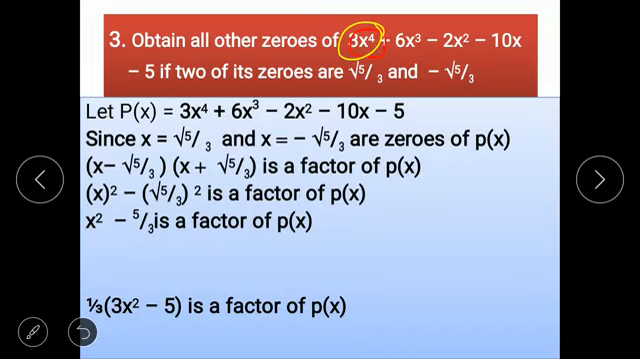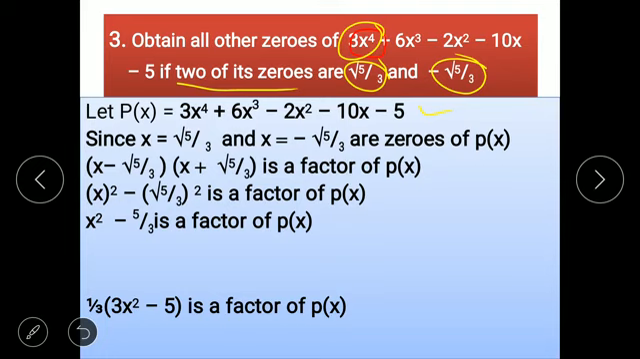So how many zeros are given? 2 zeros are given. What we need is to find the remaining 2 zeros. Clear? A polynomial of degree 4 is given, and 2 of its zeros are given. We have to find the remaining 2 zeros. To find that, take the given polynomial, p of x. A similar question we did in the last exercise also. x is equal to root of 5 by 3 and x is equal to minus root of 5 by 3 are the zeros.